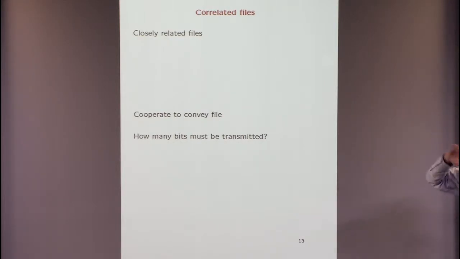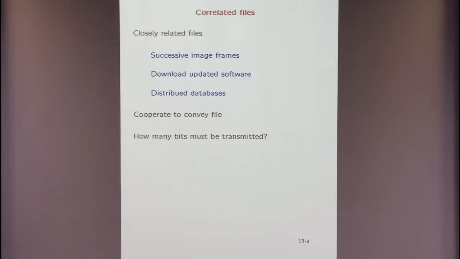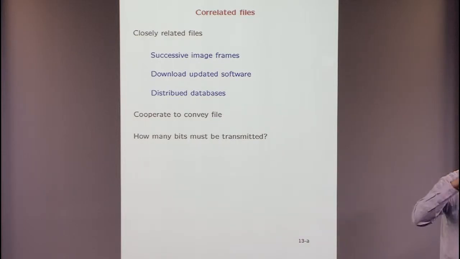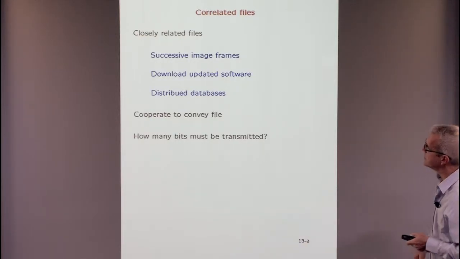So now I want to go to the non-general case, like a subset of these problems: correlated files. This whole problem is motivated by the following somewhat special case: you have two people, and each of them has a file, and the two files are closely correlated. Why? Maybe the successive image frames, so you transmit images one after the other. The receiver has the previous image, you have the new image, and you want to communicate the new one. So what the receiver and what the sender has are closely related.